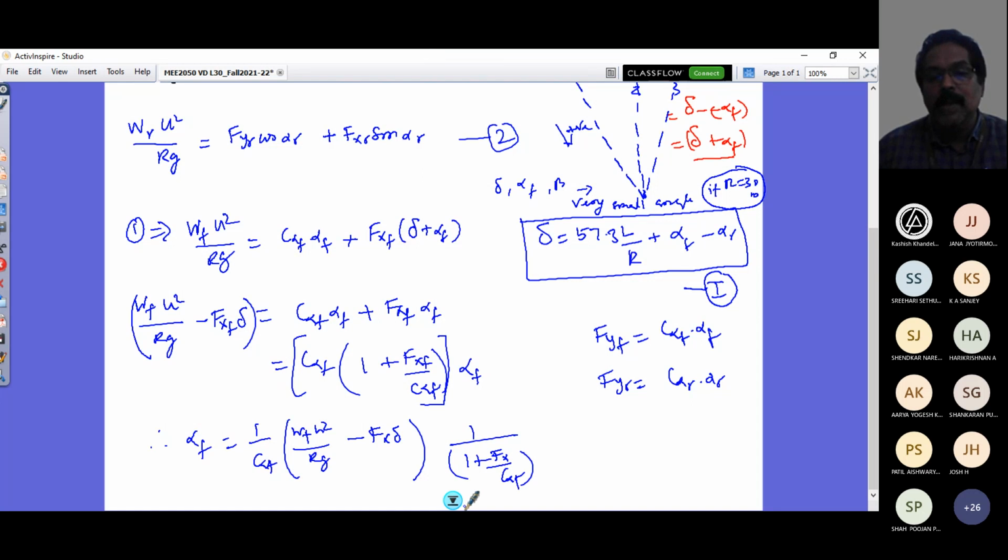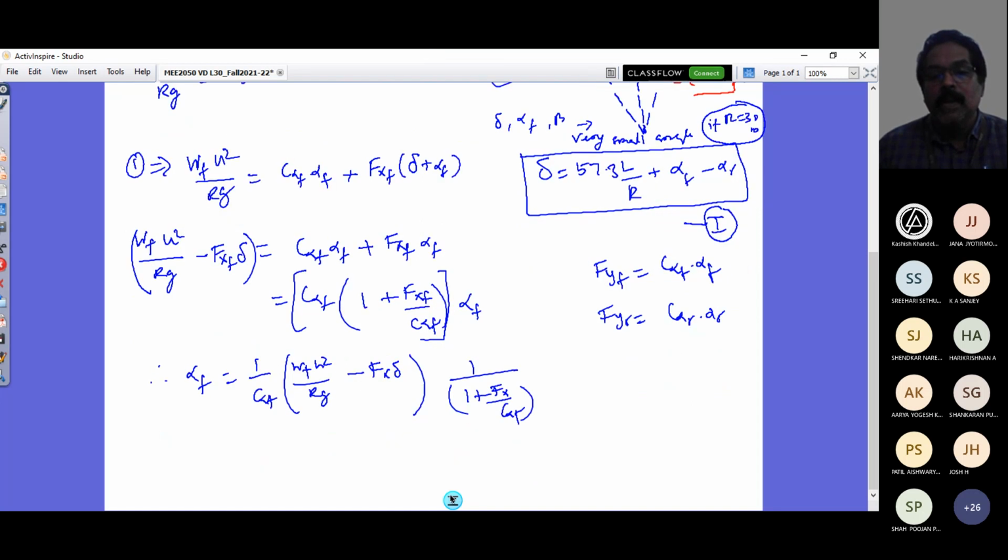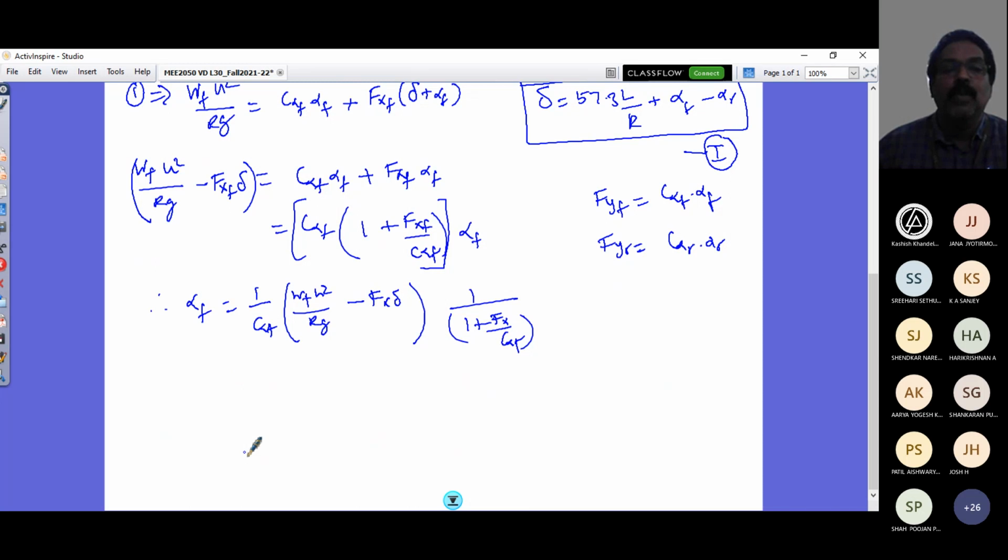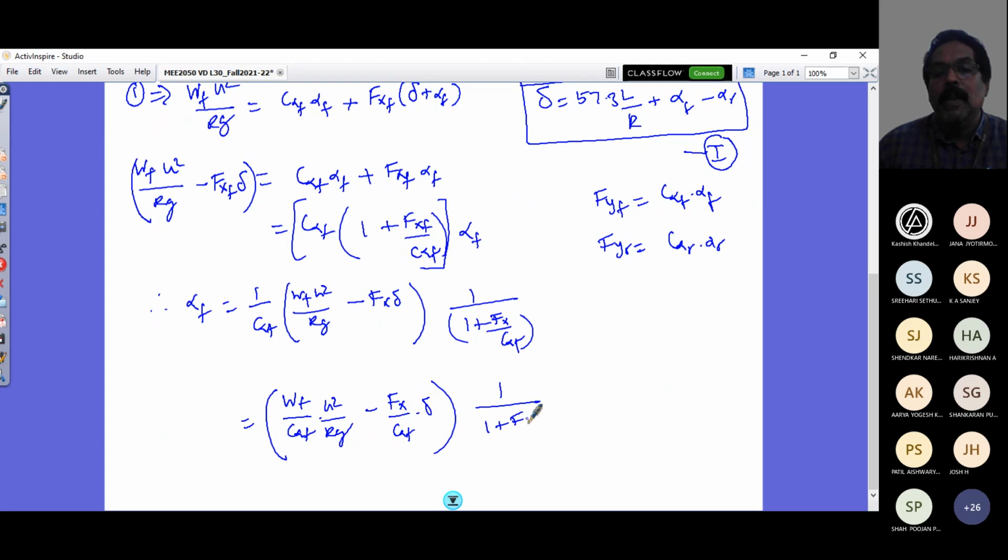So I can rewrite this equation in a convenient way so that it is easy for grouping the terms. So it will be, take C alpha F inside. So that's going to be WF by C alpha F into U squared by RG minus FX by C alpha F into delta, into 1 by 1 plus FX by C alpha F. So this is what is alpha F. Now that's my equation 3.